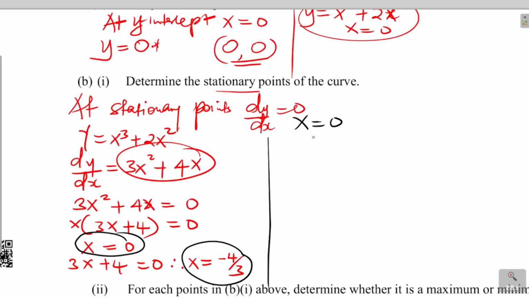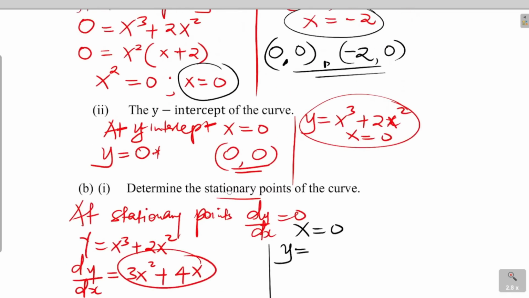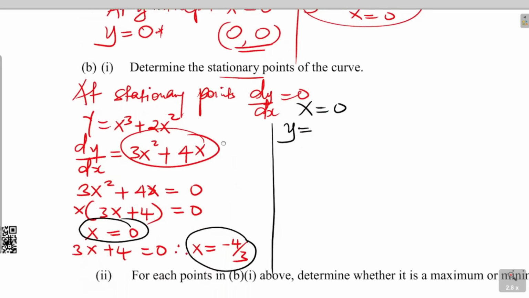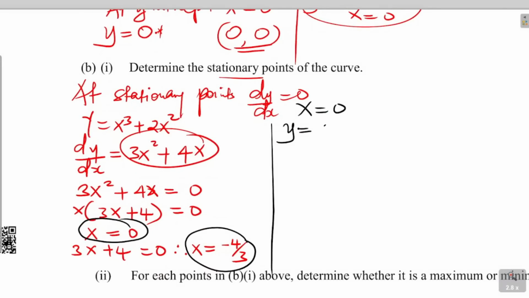You simply take the function, remember we have the function here, y equals x cubed plus 2x squared. When x is 0, when you substitute x with 0 in this function, y will be 0. So the first stationary point is therefore given by x is 0, y is 0.